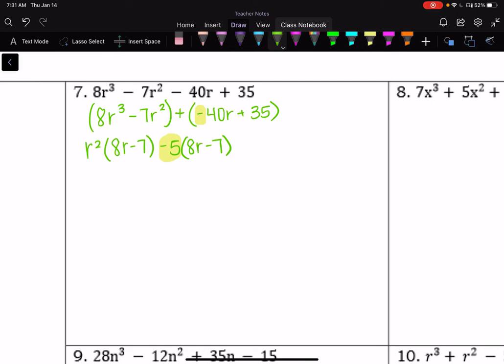Now I can pull out my funny GCF, which is 8r minus 7. And that leaves me with r squared minus 5.